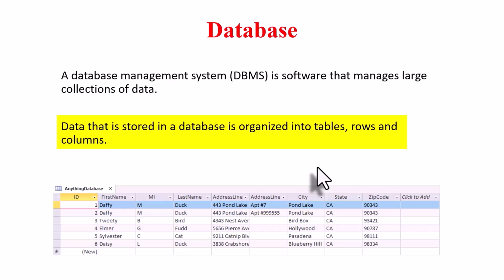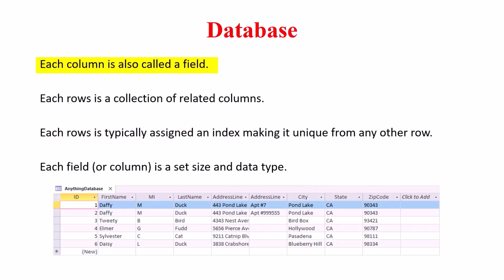For now, we're going to stick with the text file and save it in a comma-delimited file that can easily be ported to a spreadsheet or a database. Each column is called a field. Each row is also a collection of related columns. Each row is typically assigned an index, making it unique from any other row. We have the index right in here, 1, 2, 3, 4, 5, 6.